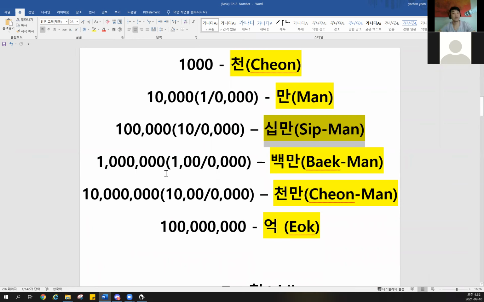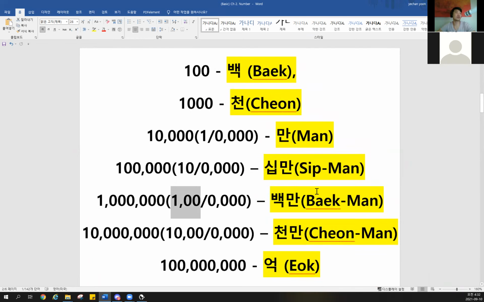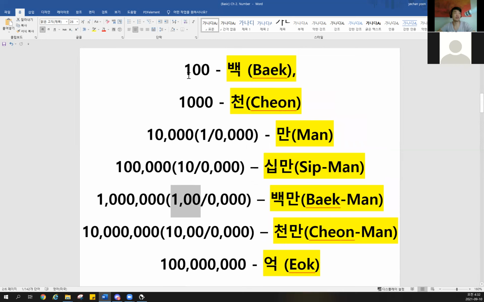How about 1 million? You can cut after the four zeros. How do you say this one? 100 is 백, right? So it's going to be 백, and the four zeros are going to be what? 만. So 백만. 백만. Okay?